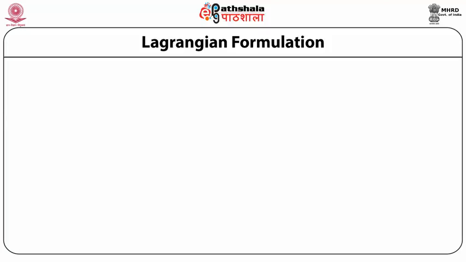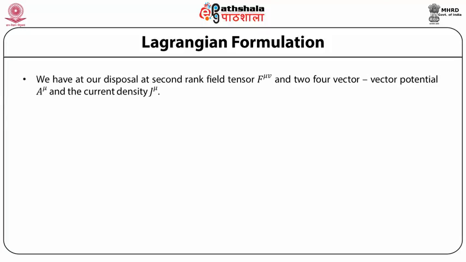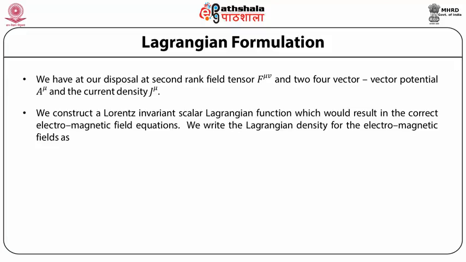We next study the Lagrangian formulation. We have at our disposal the second rank field tensor F_μν, the four-vector potential A_μ and the current density J_μ. We construct a Lorentz invariant scalar Lagrangian function which would result in the correct electromagnetic field equations. We write the Lagrangian density for the electromagnetic fields as L equals minus 1/4 F_μν F^μν minus J_μ A^μ.